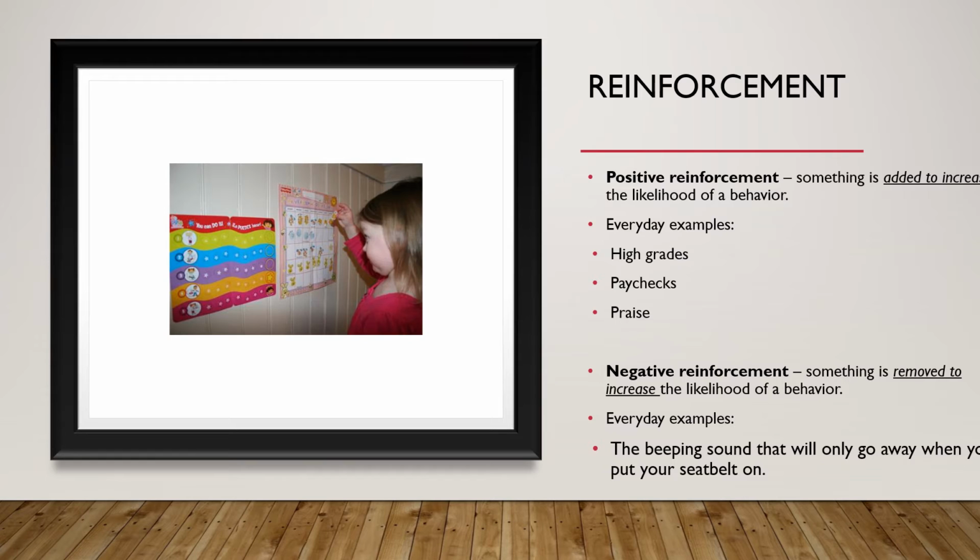Here we have a child who's experienced positive reinforcement in the form of a sticker chart. So she's earning a certain number of stickers. Some of you may have had parents who did this with you. If you're parents, you may do this with your kids. And the child is learning that when she does certain things, she gets stickers, and she can trade those in for a trip to the ice cream parlor.